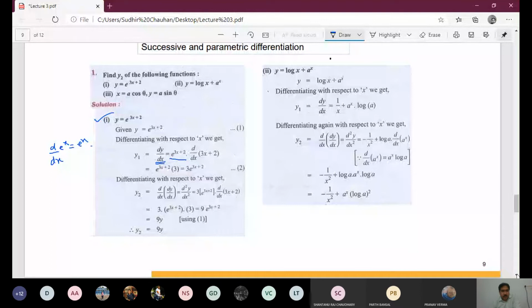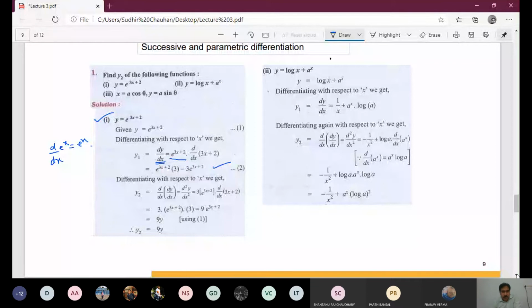And then we can multiply by the differential coefficient of 3x plus 2, and that will be equal to 3. So 3 into this, we get this. Now we have to find y2. Now y1 is this, and we can see that it is differentiable. So differentiating with respect to x again, we get y2, that is d2y over dx square.